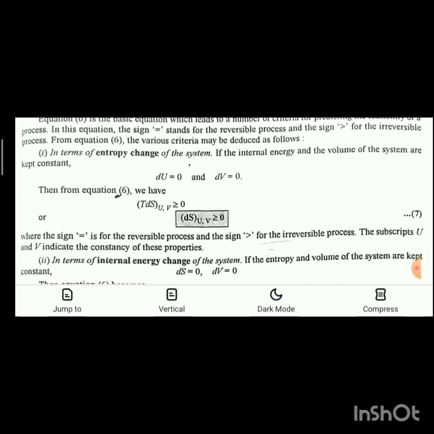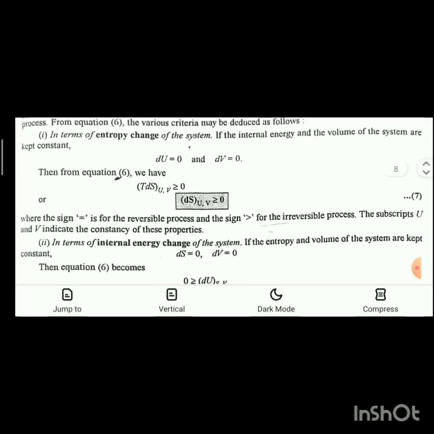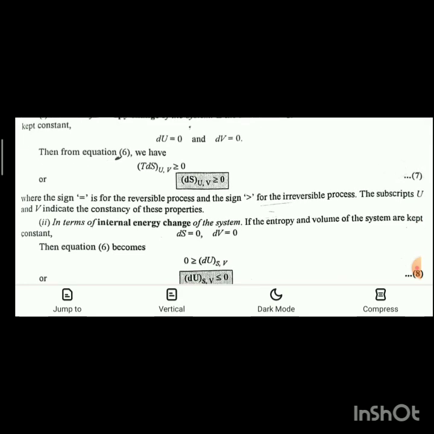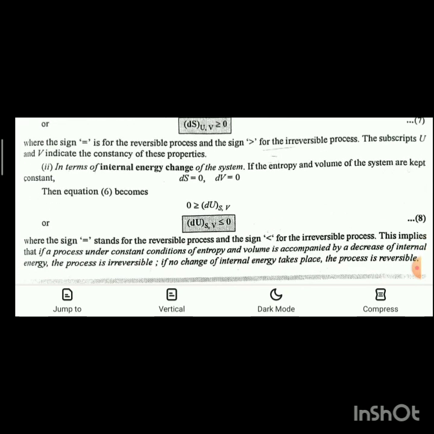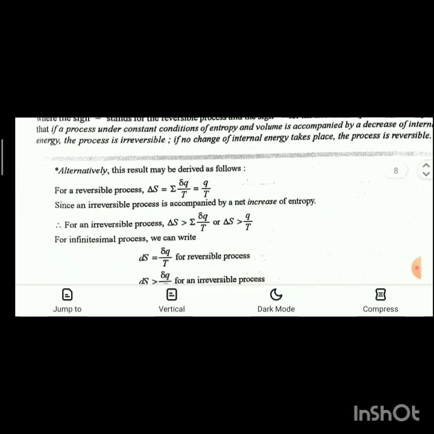Number 1, in terms of entropy change of system, if the internal energy and volume of system are constant, dU and dV equal 0, then TdS at U,V is greater than or equal to 0, or dS at U,V is greater than or equal to 0. Number 2, in terms of internal energy change of system, if entropy and volume of system are kept constant, 0 is greater than or equal to dU at S,V. So dU at S,V is smaller than or equal to 0.